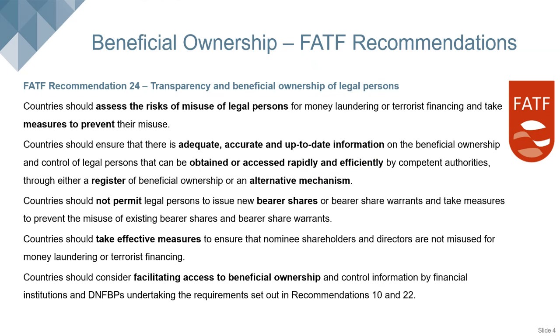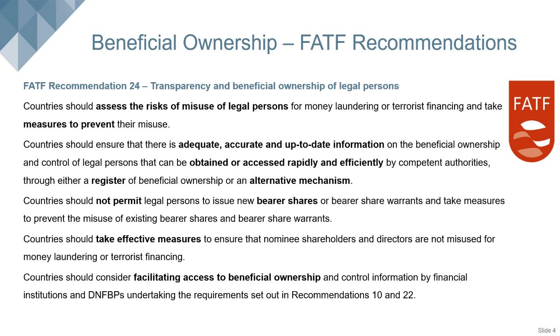We look specifically at Recommendation 24, which deals with the transparency and beneficial ownership of legal persons. It says that countries should assess the risks of misuse of legal persons for money laundering, terrorist financing and proliferation financing, and take measures to prevent their misuse. Countries should ensure that there is adequate, accurate, and up-to-date information regarding beneficial ownership that can be obtained or accessed rapidly, so as soon as possible, and efficiently by competent authorities through either a register of beneficial ownership or an alternative mechanism.